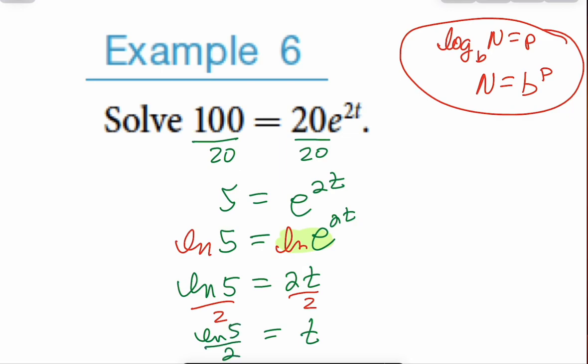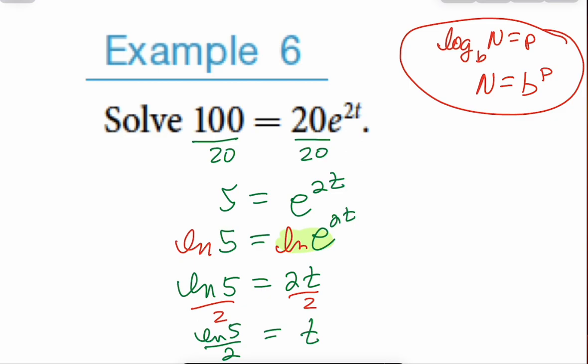That's your exact answer. I don't want a decimal in your calculator. Don't waste the time entering it. That's exactly what t is equal to, the natural log of 5 over 2. So if you have an e in the problem, use a natural log to cancel some stuff out, and things will work out nicely, okay?